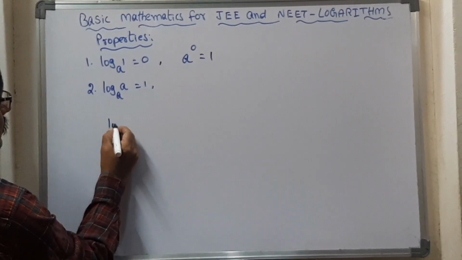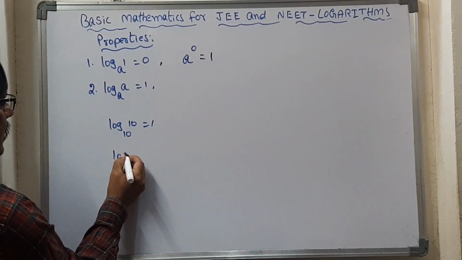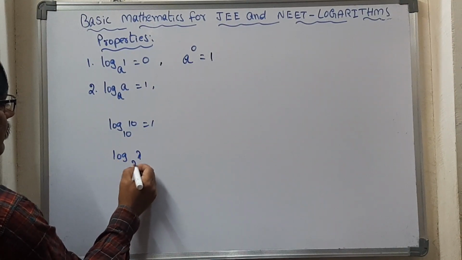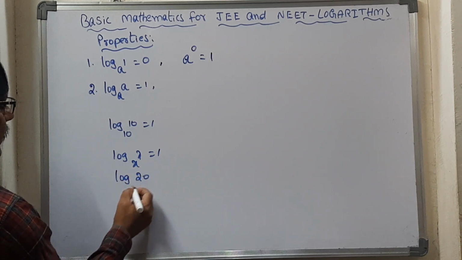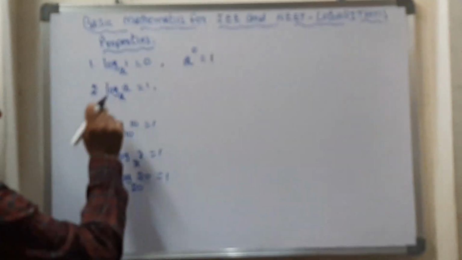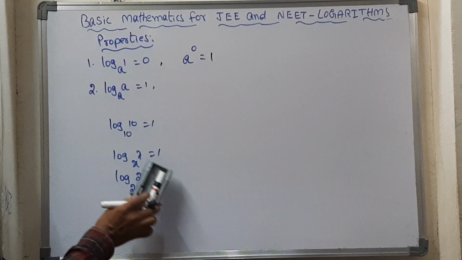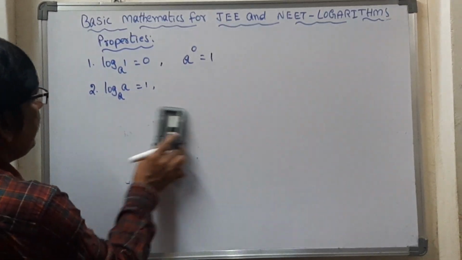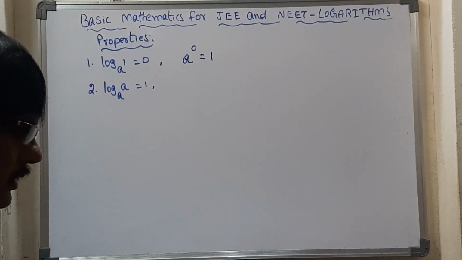You take any value: log 10 base 10 is equal to 1, log 20 base 20 is equal to 1, log x base x is equal to 1. If both are the same number, then we can consider that the value becomes 1. And so here, what will happen? Log a base a is equal to 1. Is it correct? Now we will see that.